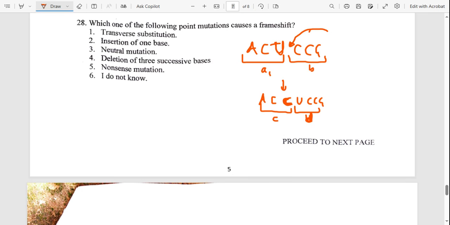You have transverse substitution, insertion of one base. Yes, the insertion of one base is going to cause this one. Deletion of three: when you delete three or add three, it's not frame shift. Nonsense mutation is a point mutation. Let's say you change CCA to CCG. But these two are still giving the same amino acid. We call that a nonsense mutation. So in this case, the answer is this one.